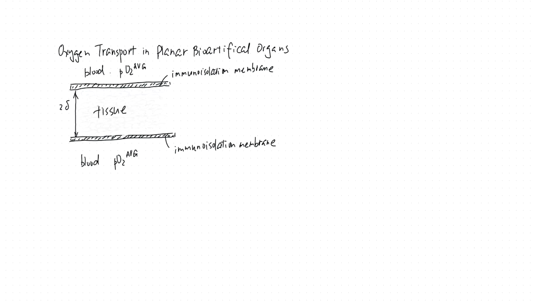Now let's talk about oxygen transport in planar bioartificial organs. So what does that mean? Consider bioartificial organs, which can be artificial organs or any man-made organ. We know that in the body, the natural organ works because it has the right environment. You have blood supply and all the nutrients, everything works well.